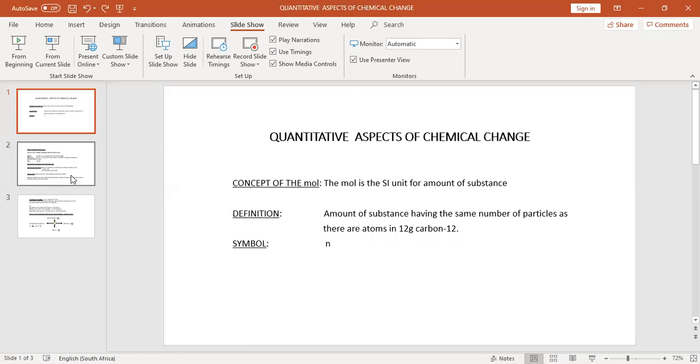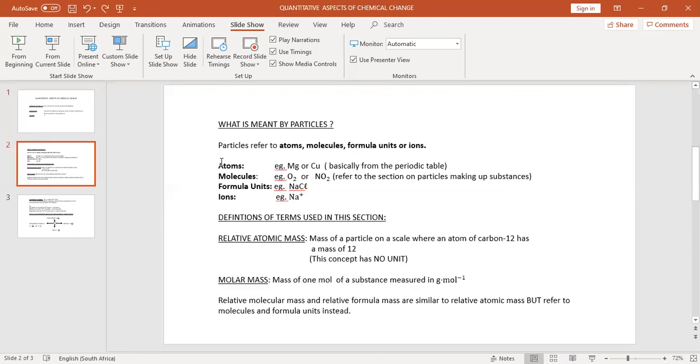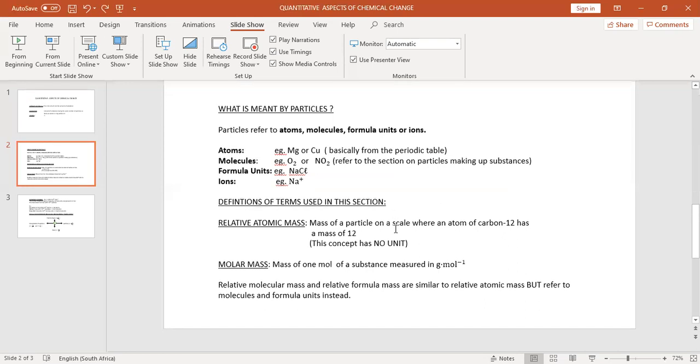Now let's look at slide 2. I explained to you what particles are involved. I gave you an example of what type of particle I'm talking about. Now there are some concepts that come up in this section, like relative atomic mass. We've done this before, but I'm going to repeat. It's the mass of a particle on a scale where an atom of carbon-12 has a mass of 12. So I'm saying carbon-12 has 12 particles, its mass is 12.